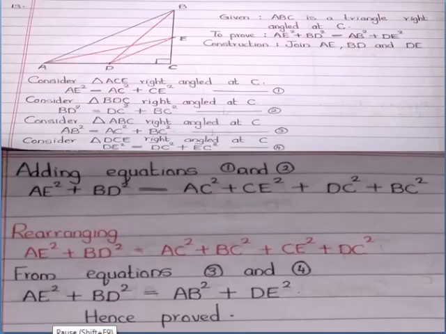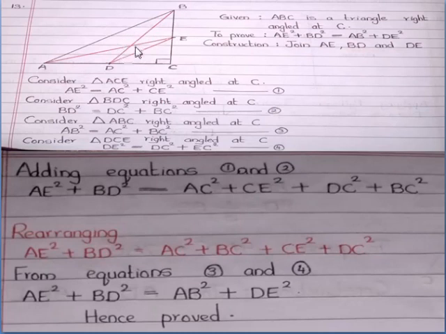Now question number 13. You can see a right angled triangle ABC. In your question it is given that angle C is 90 degree. You have to prove that AE square plus BD square is equal to AB square plus DE square.